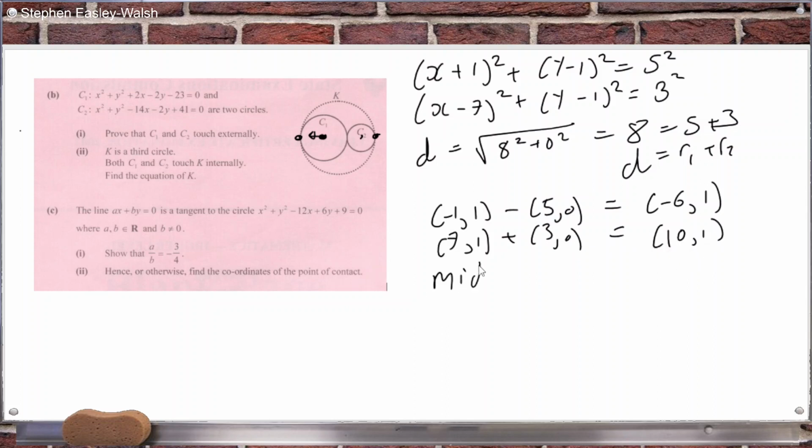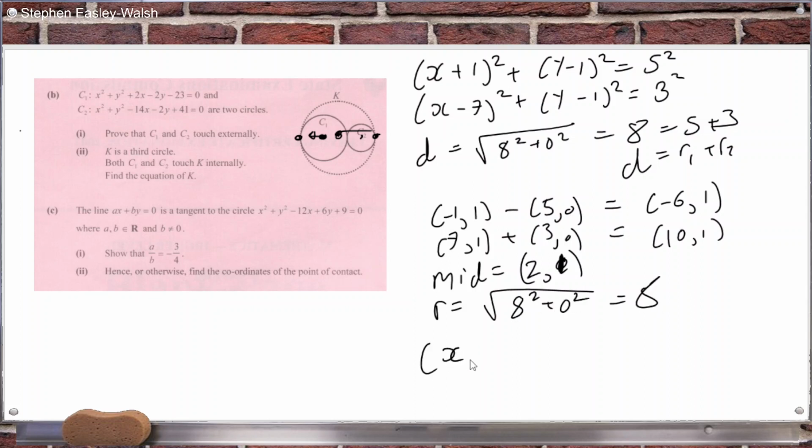So the midpoint would be 10 minus 6 is 4, over 2 is 2, so (2, 1). And the radius would be the distance from the midpoint to one of the ends, so that would be the square root of, from (2, 1) to (10, 1). So that would be 8² + 0², which is equal to 8. So the equation would be (x − 2)² + (y − 1)² = 8², 64.